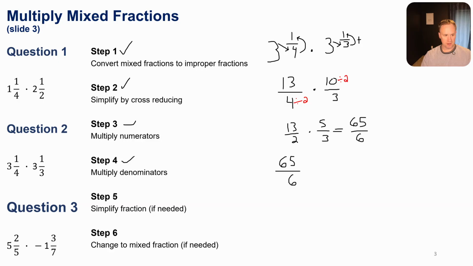After doing all these steps, I forgot to check them off. I cannot simplify. There's not a number that divides into 65 and 6. I actually already simplified in this step. So the only thing I can do is change to a mixed fraction by dividing 6 into 65. So 6 goes into 65 10 times. 10 times 6 is 60. 65 minus 60 is 5. 5 is the remainder. That becomes the new numerator. And 6 stays my denominator. So I have 10 5/6 here as my result for question number 2.